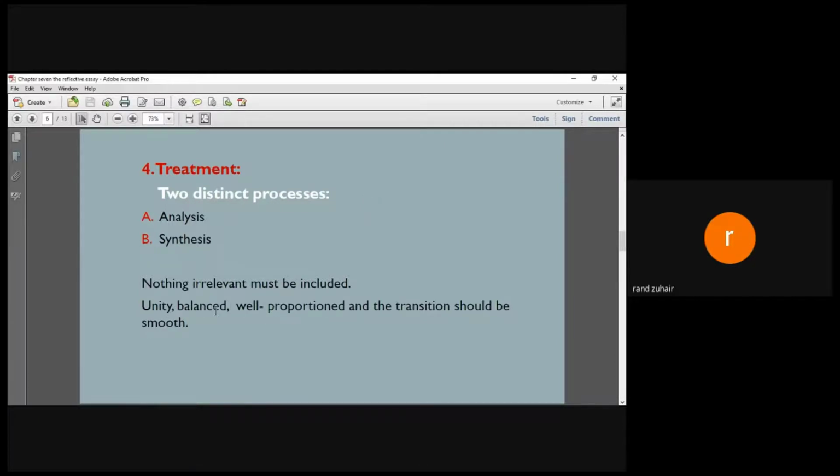So unity, balanced, well proportioned, and the transition should be smooth. The transition from where? From one paragraph to another, from introduction to development, from development to conclusion.